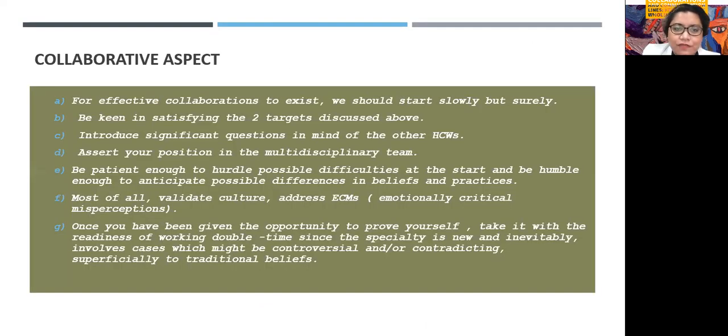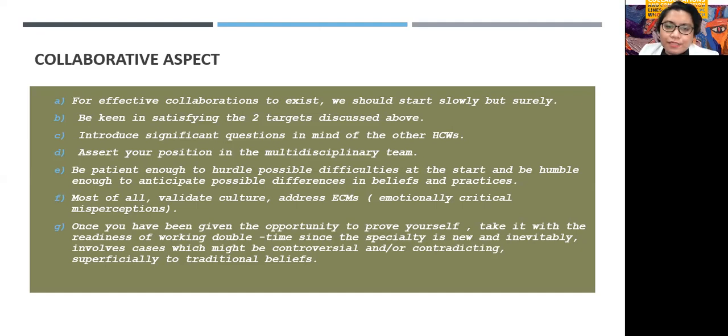For effective collaboration to exist, we should start slowly. Be keen in satisfying the two targets, as we have already discussed. Introduce significant questions in the minds of the other healthcare workers, and we should assert our position in the multidisciplinary team. We should be patient enough to hurdle possible difficulties at the start and be humble enough to anticipate possible differences in beliefs and practices.